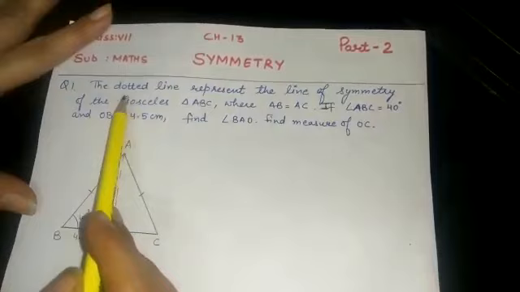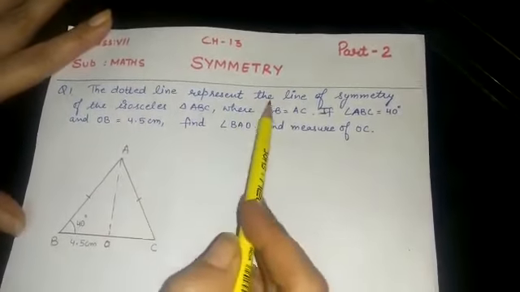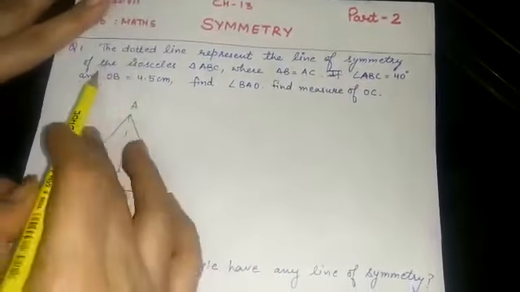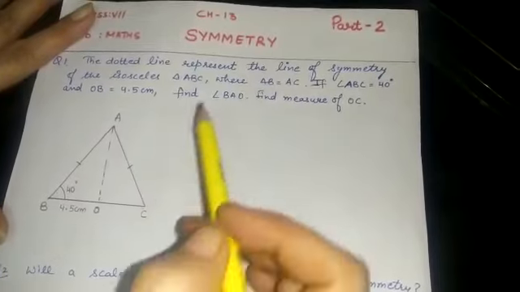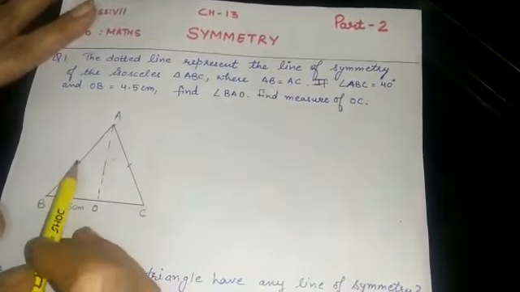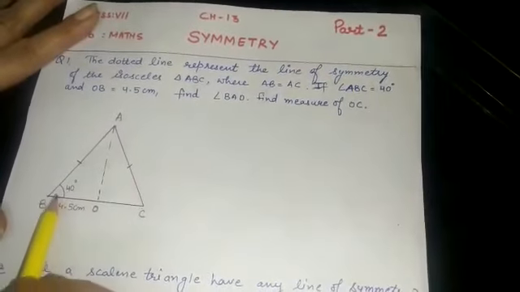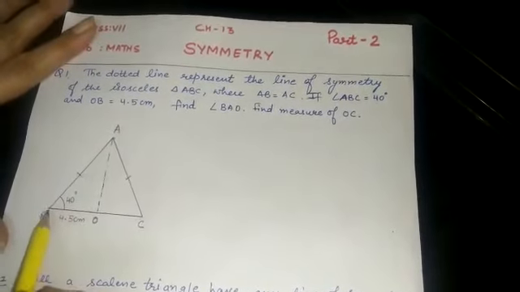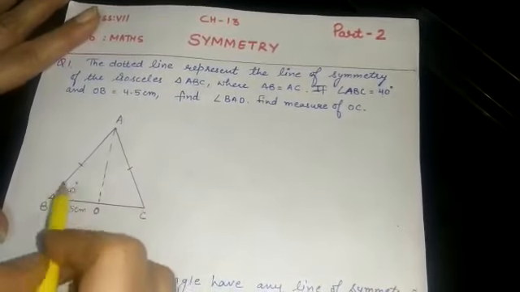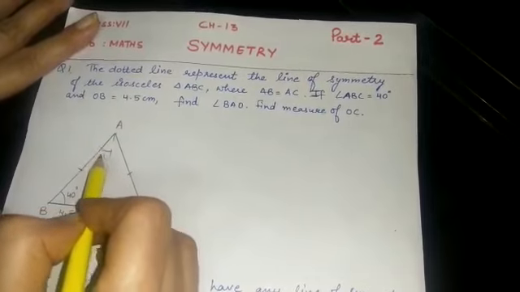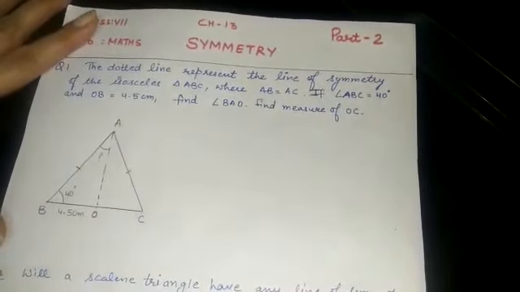The first question: the dotted line in this triangle ABC represents the line of symmetry of the isosceles triangle ABC. This triangle is an isosceles triangle where AB is equal to AC. If angle ABC is 40 degrees and side OB is 4.5 centimeters, you have to find angle BAO and also find the measure of OC.